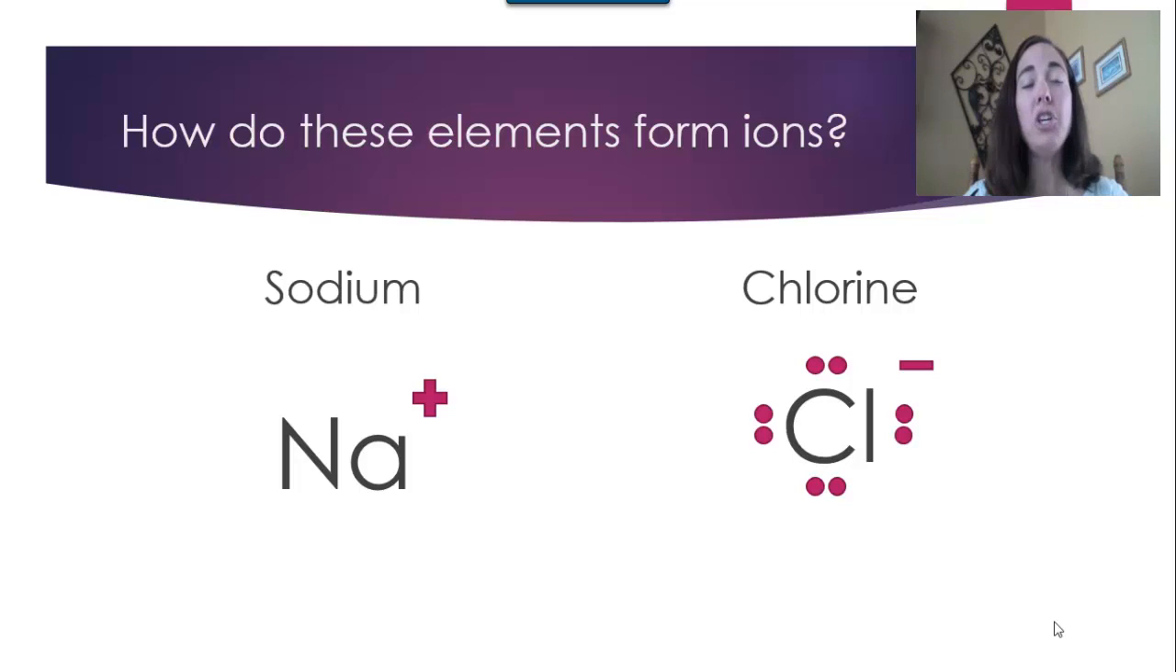Now I've left you magnesium and oxygen in your notes. Why don't you try writing the dot diagrams for those atoms and then figure out what charge ions the magnesium and the oxygen will form. And I'll give you some time to do that. Pause this video, and when you're done, come back and you can finish watching.